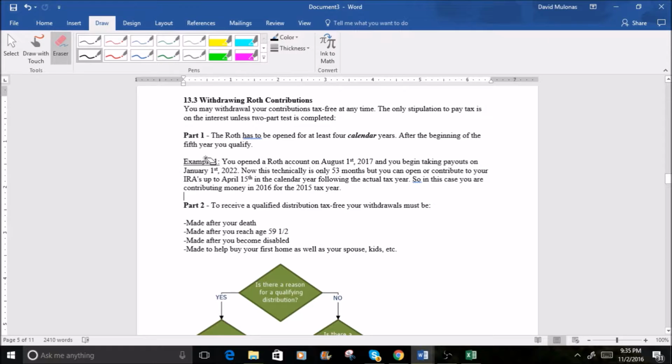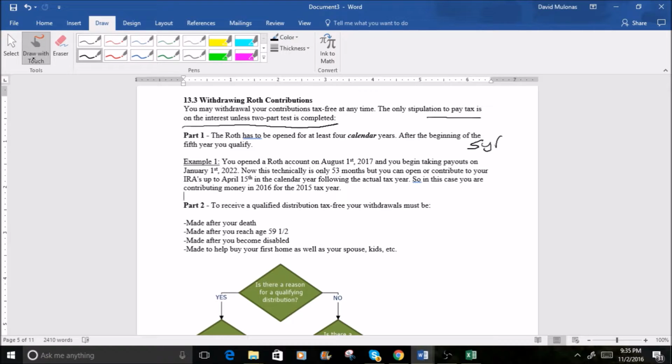And so we talk about rules, and Roths have a rule to be able to take money out that you'll pay tax on unless you follow a two-part test. Okay, so Roth is technically a 5-year deal to be able to take money out like as such for certain things. So the way you want to look at it is, as long as you hit 4 calendar years, you're good.